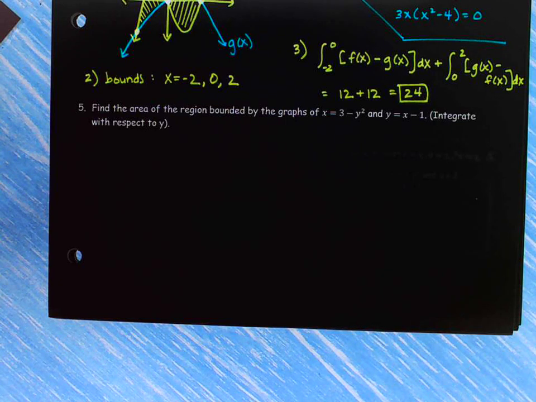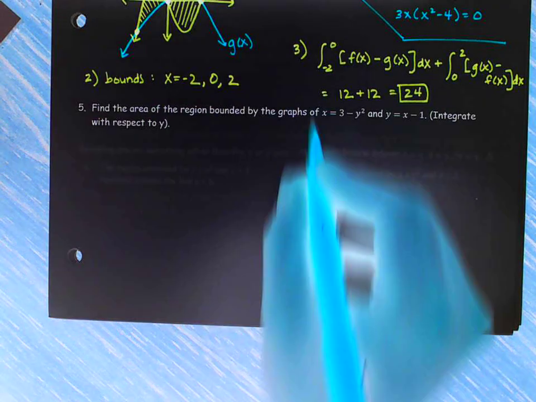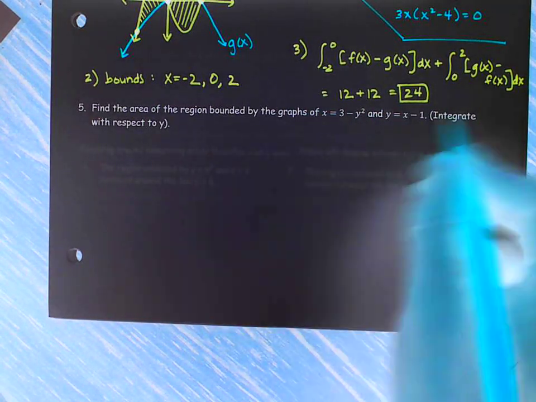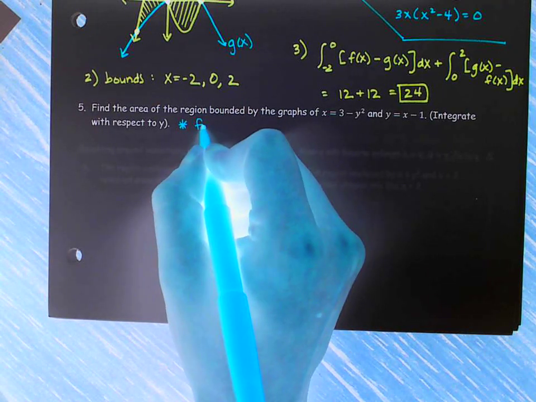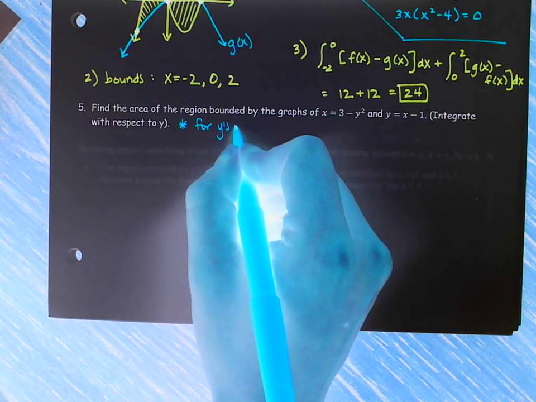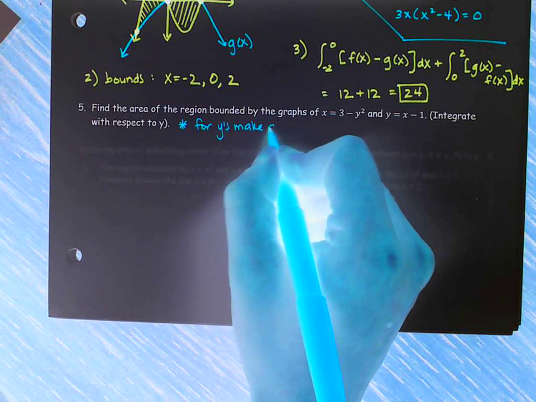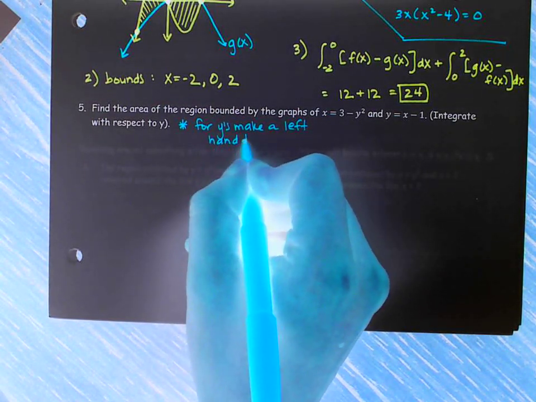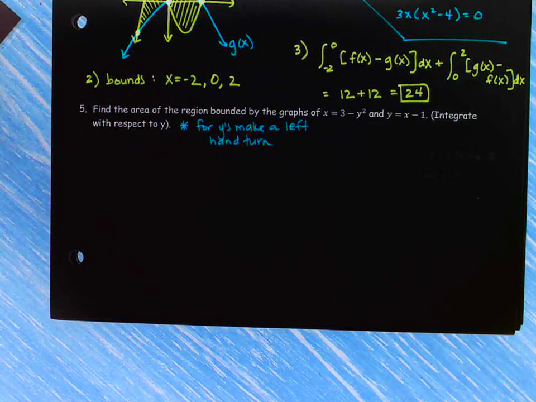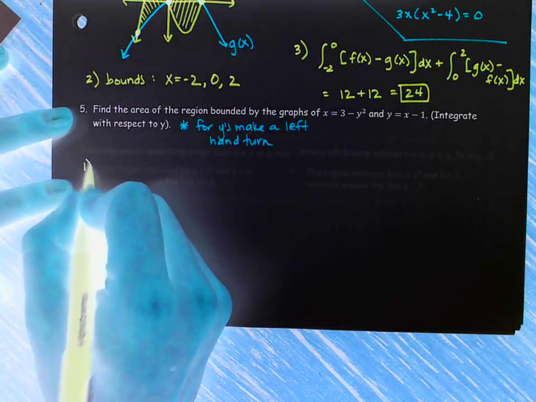So one of the things you guys are going to hear me say a little bit is when we have y's, I'll make a note of this now. Okay, so for y's, we're going to make a left-hand turn. And I'll get back to that in a minute, but I just wanted to write that down before I forgot. So let's start by drawing our graph because that's always step 1. Step 1 is to sketch our graph.